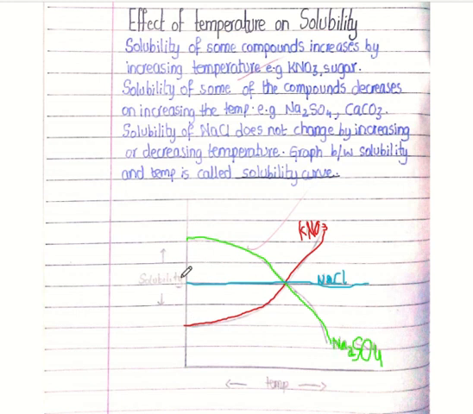Dear students, now I am coming to the third effect of temperature on solubility, and it is that there are certain compounds whose solubility does not change by the increase or decrease of temperature, and the examples of these compounds are sodium chloride, potassium sulfate, etc.